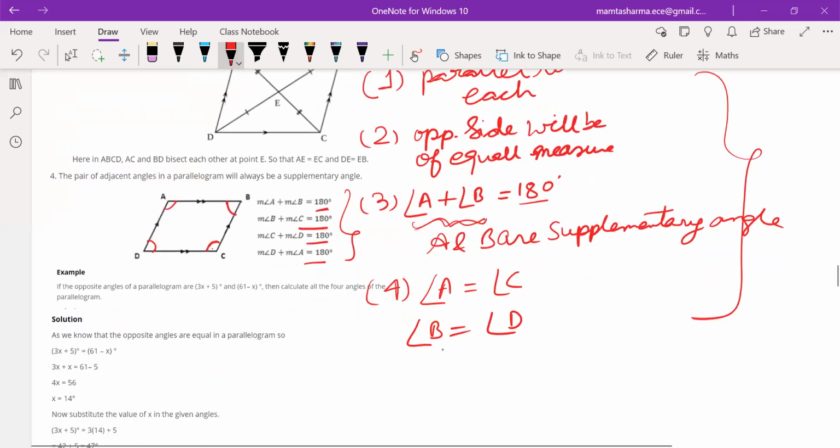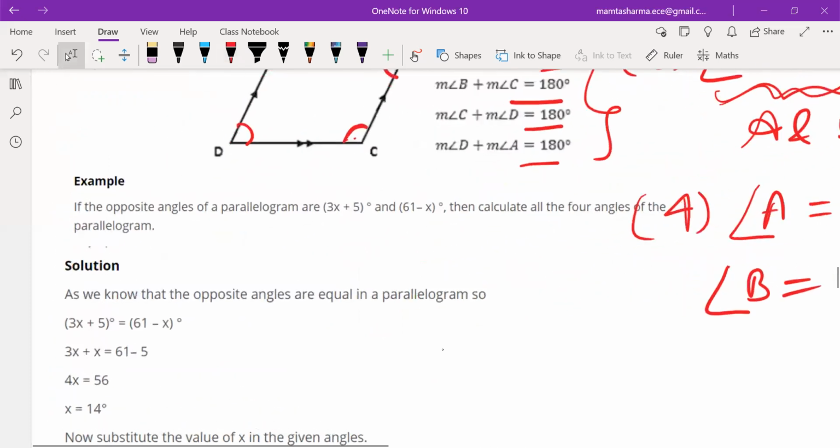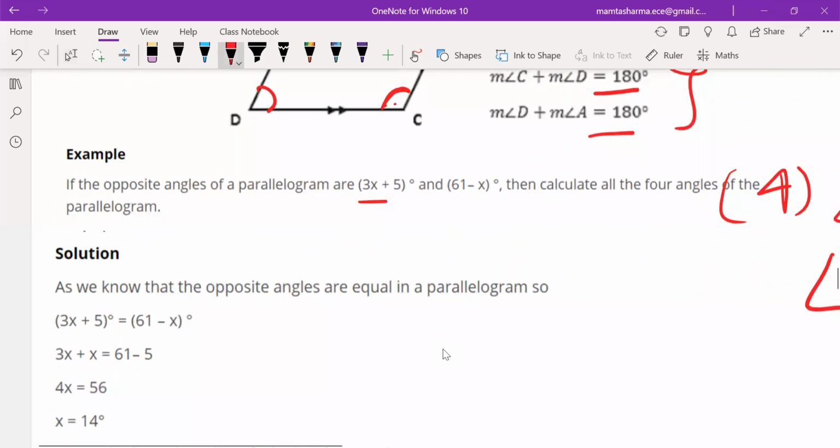Now see, the question is: if the opposite angles of a parallelogram have been given, you have to calculate the four angles of the parallelogram. So you should know the property that opposite angles are equal. So equate these angles: 3x plus 5 equals 61 minus x. You will get an equation. Now solve this equation, you will find the value of x. Then you will get the angles.